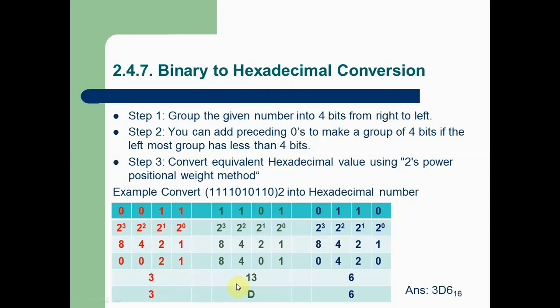After converting the binary groups into decimal, if you find any digit greater than 9, for example 10, 11, 12, 13, 14, 15, then you should convert this digit into the hexadecimal value represented in the list which we already discussed in the hexadecimal topic. So the hexadecimal value for 13 is D. At the time of writing the final answer, you convert this 13 into D and write 3D6 base 16. So this is how we convert binary to hexadecimal.